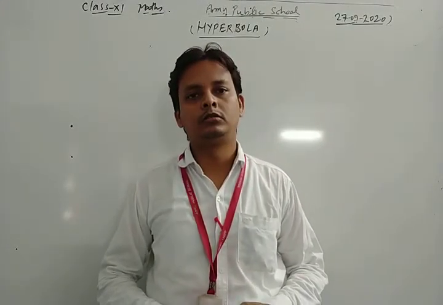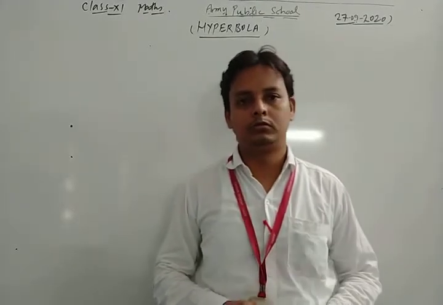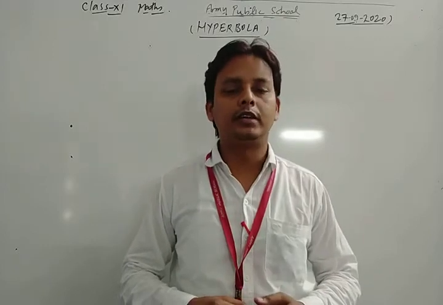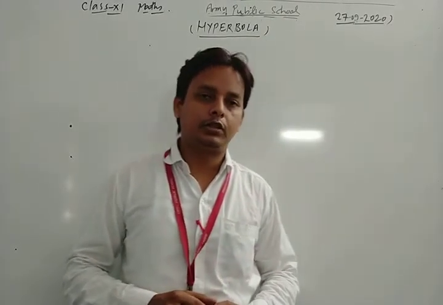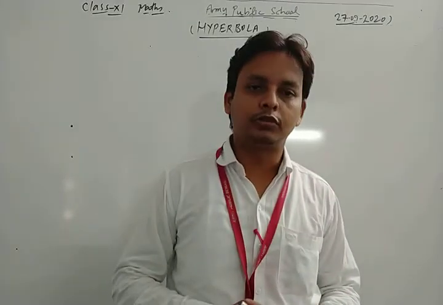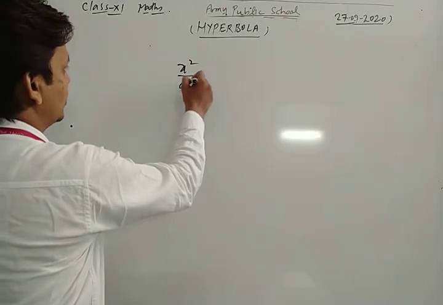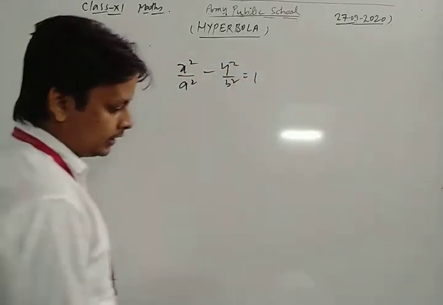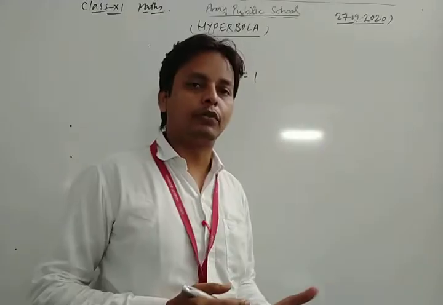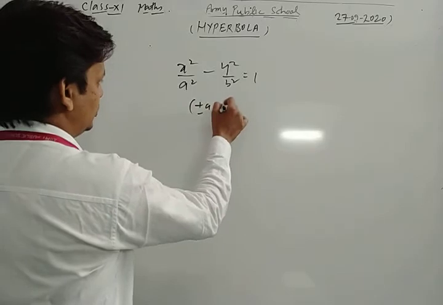Dear students, in the previous class we discussed the hyperbola, which is a very important topic of this conic sections chapter, and we discussed the standard equation of the hyperbola. The standard equation of the hyperbola is x square upon a square minus y square upon b square is equal to 1, and we also discussed that in this type of hyperbola the coordinates of its vertices are what? Plus minus a, 0.